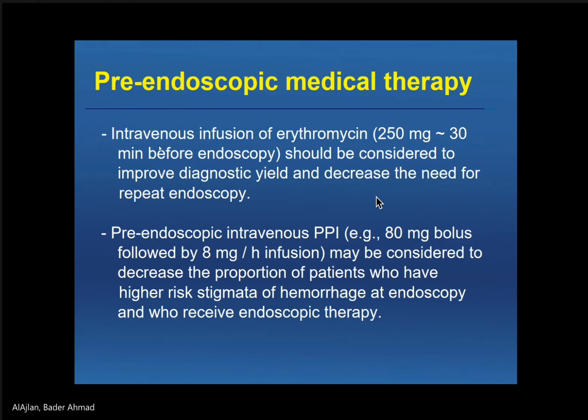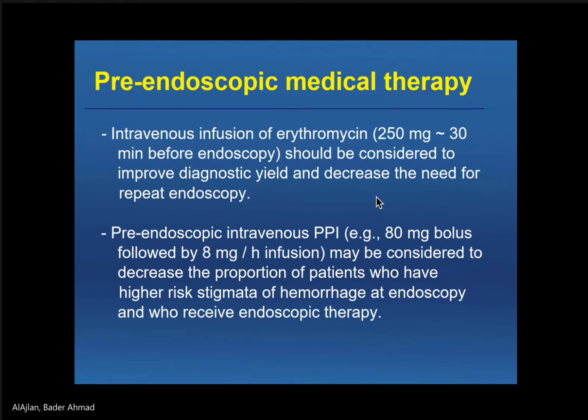The other thing we would like to give before the procedure, especially if they have upper GI bleed, is erythromycin or metoclopramide. This should be given 30 minutes to an hour before we do the endoscopy. What's the yield of this? It helps us so that when we go to the stomach, we don't see a lot of blood. When you give erythromycin, it makes the stomach contract really quickly and might clear the blood from the stomach and the early duodenum.